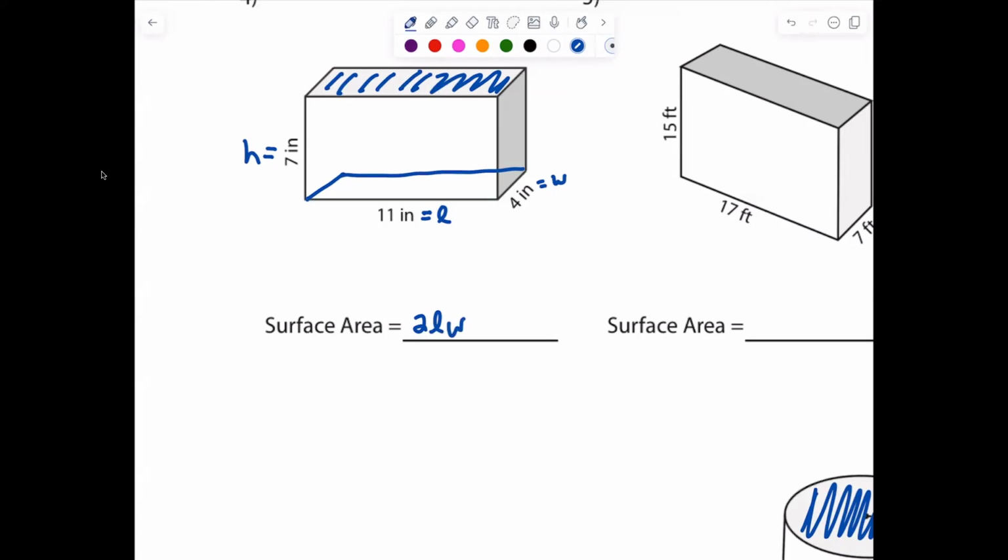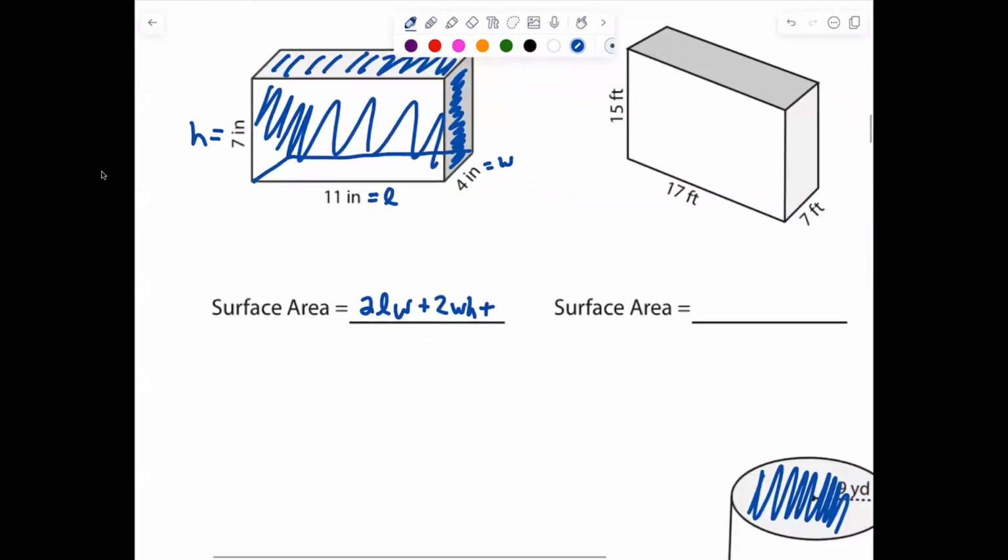Now, I want the wall over here. What would the wall be in letters? HW. Thank you very much. Plus 2 WH or HW, however you want to do it. Now, I need the front wall. Number wise, LH plus 2LH. So believe it or not, that's the formula for surface area of a rectangular prism.